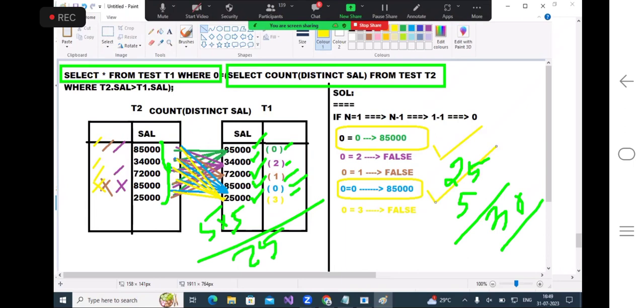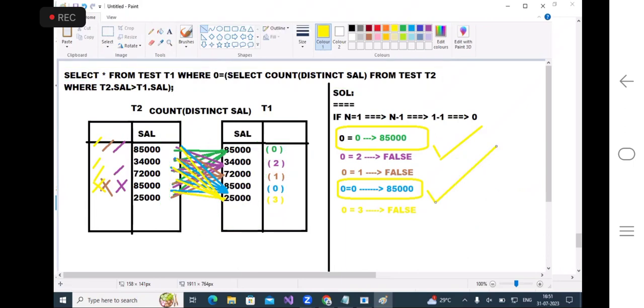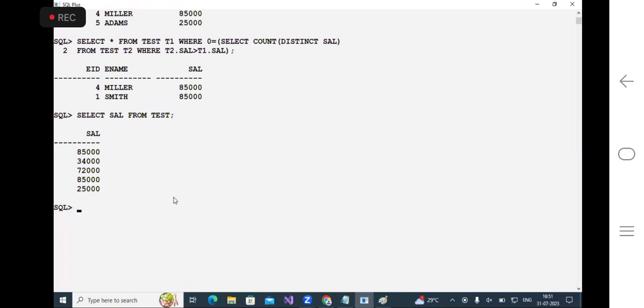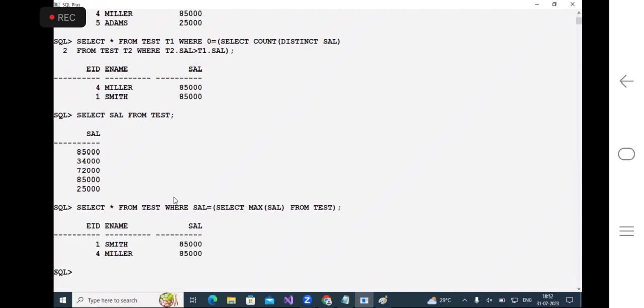So this is the correlated mechanism. But the same thing, the non-correlated, which we discuss here. How to write non-correlated? Select star from test, where salary is equal to the select max of salary from the test table. Okay? So I am also getting the first highest salary.